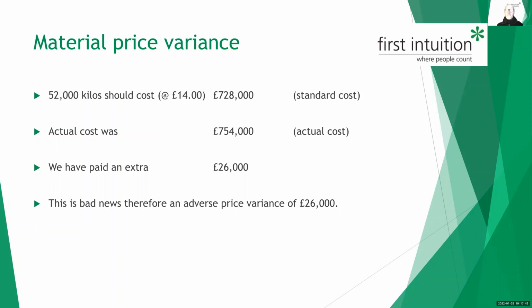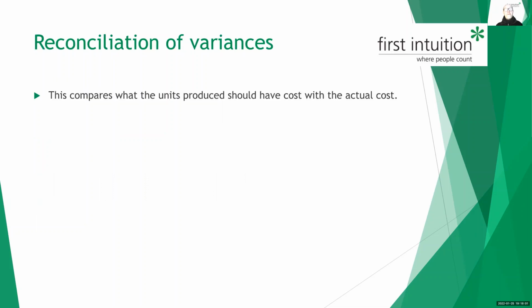Perhaps the reason we used less was we got better quality material, so the wastage was less. But plainly, we've spent a great deal more. The last exercise that we do with our material variances is we reconcile them, and this is one way of making sure that we've not keyed a figure wrong. It's a good safety check. We're going to compare what the units produced should have cost with the actual cost. Standard cost for 10,500 units times 5 kilos at £14 is £735,000. That isn't what our budget said, because we've made more. We've flexed it.